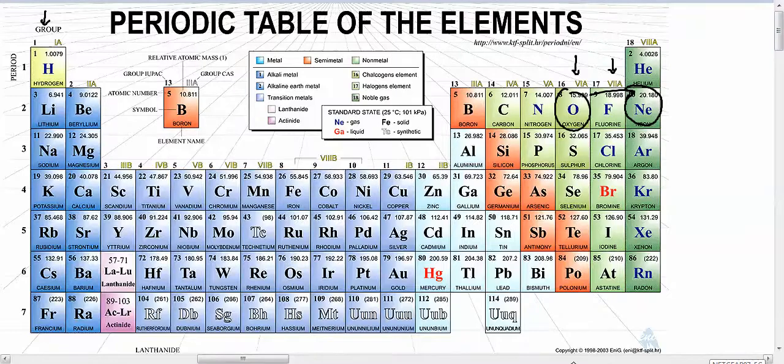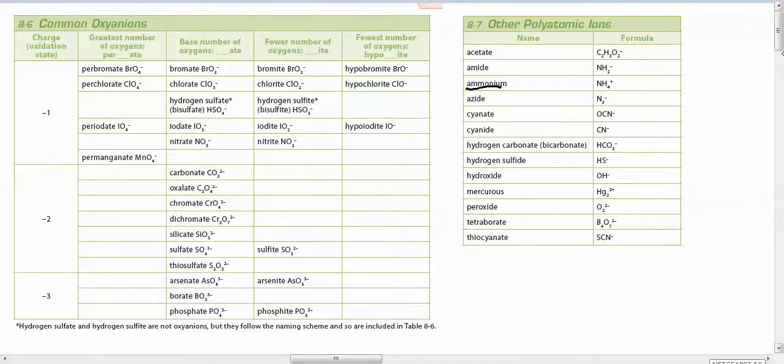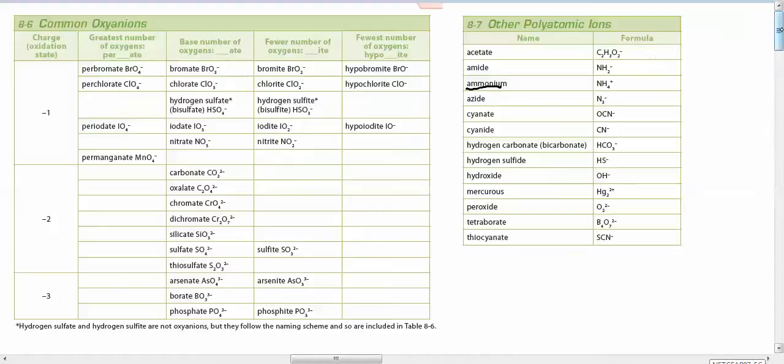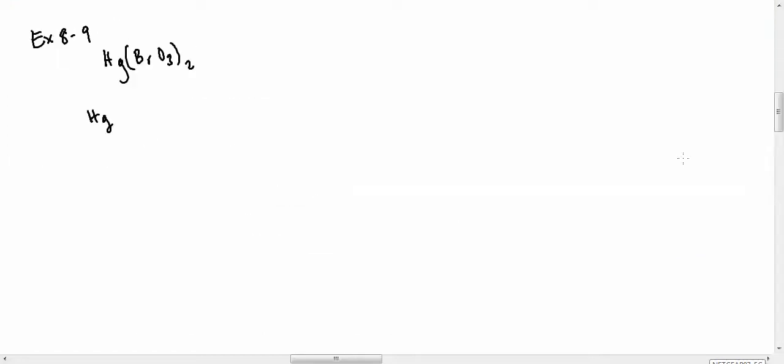I know that this is not an acid that I'm dealing with here, but let's see. I think it was BrO3, right? Let me just double check. BrO3, okay. And I know the BrO3 is bromate, and it has an oxidation number of -1. It forms a -1 ion if it can. So this bromate is a -1.